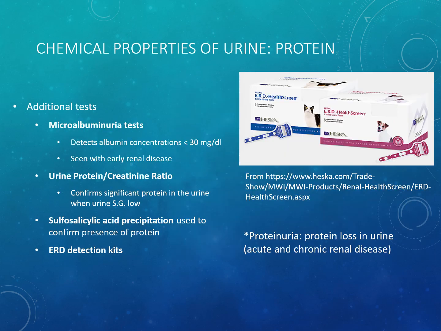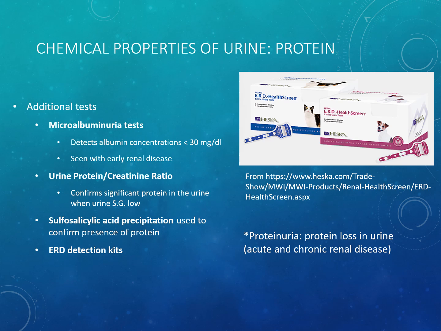Some additional tests may be used to further examine the protein in the urine. A microalbuminuria test detects very small amounts of protein in a pet's urine. It's more sensitive than the urine dipstick and can be used as a screening method for early kidney disease. A urine protein to creatinine ratio test measures how much protein is lost through a pet's kidneys, and it can help determine if the loss is a health risk.